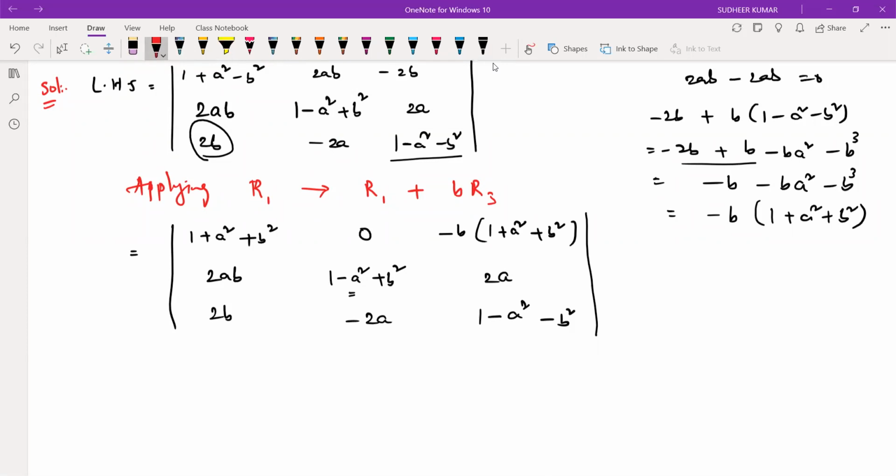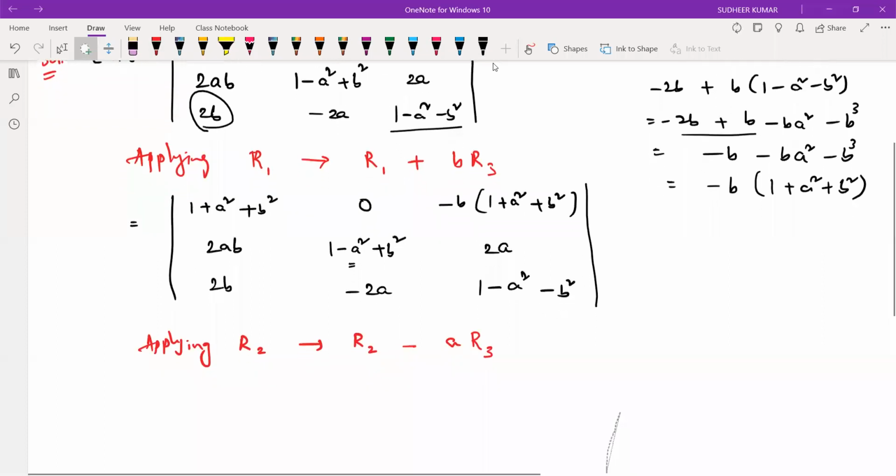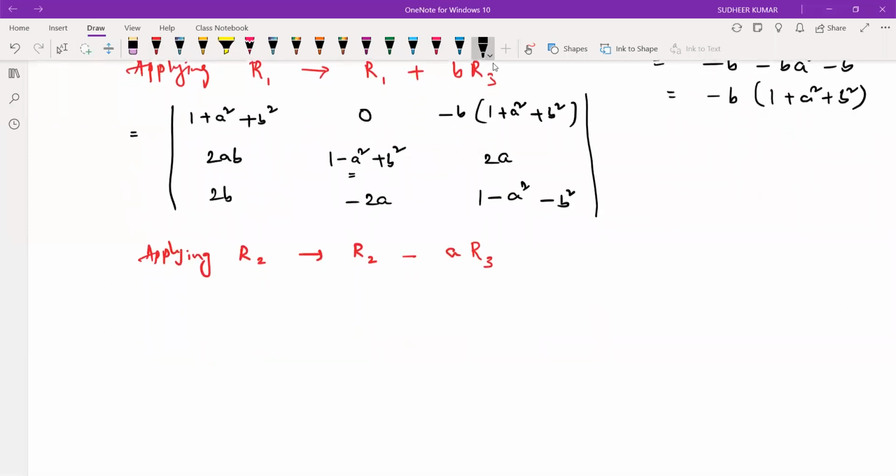Now applying R2 changed as R2. This is also minus is given. So R2 minus A times of R3. Let us see that, then you can understand if you proceed further.